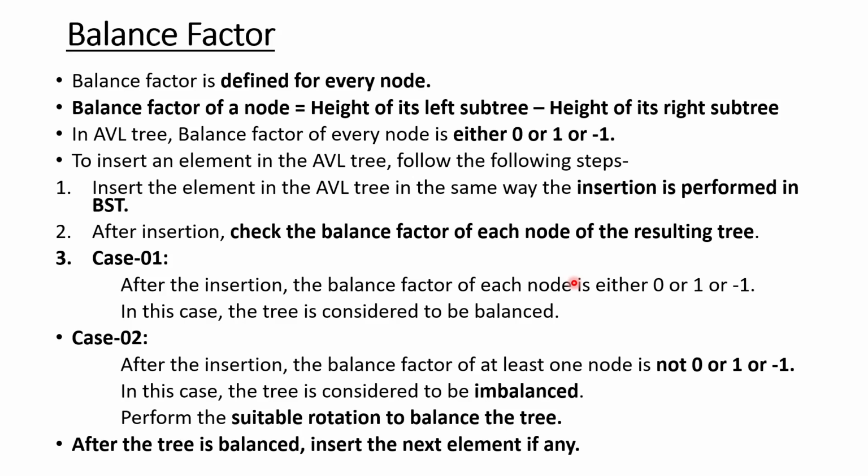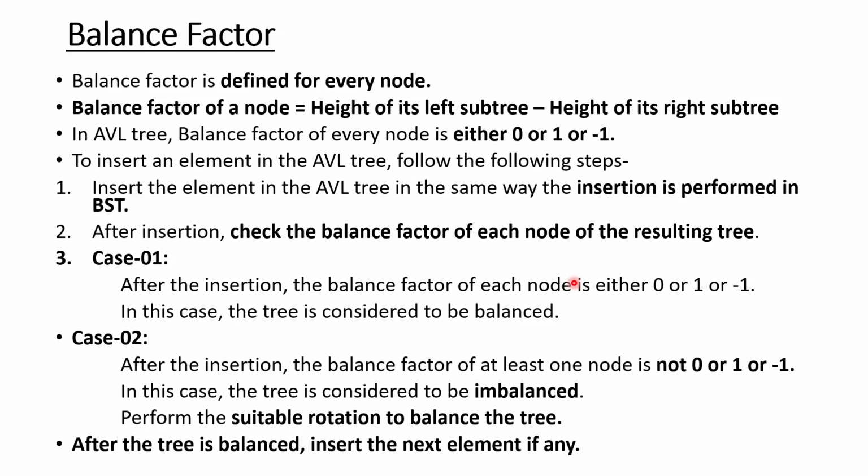So the balancing factor can be obtained by subtracting the height of the right subtree from the height of the left subtree. The values allowed are 0, 1 or minus 1. If you get any other value, the tree is said to be imbalanced. So as and when you perform insertion, you need to check the balancing factor of that node. Case 1: after the insertion, the balance factor of each node is either 0, 1 or minus 1. The tree is said to be balanced. It is a well balanced tree.